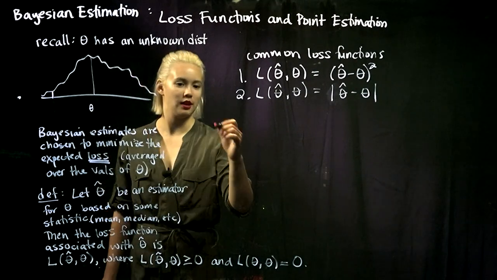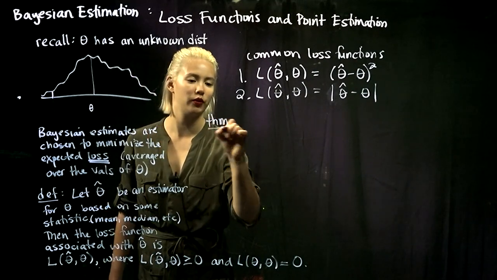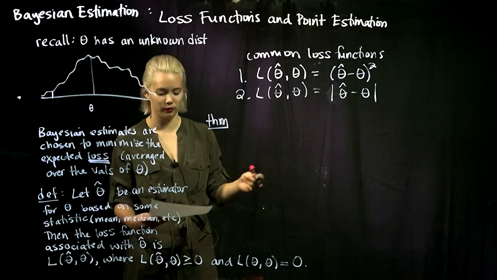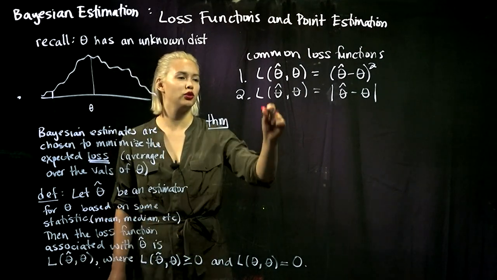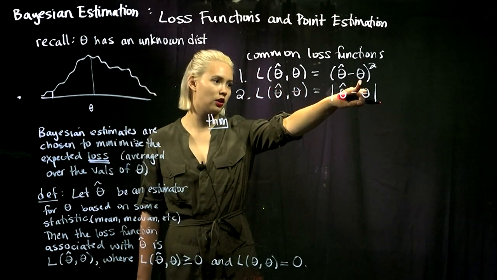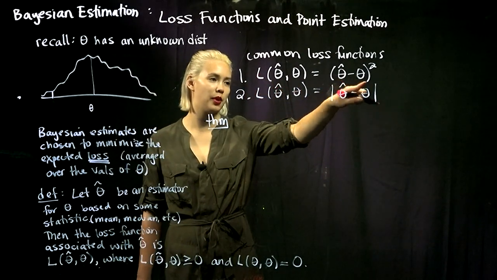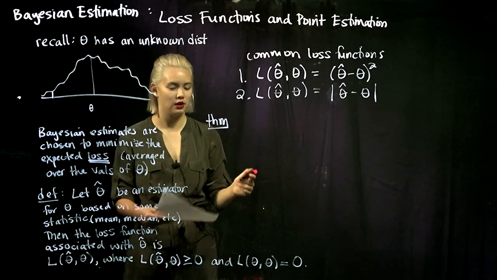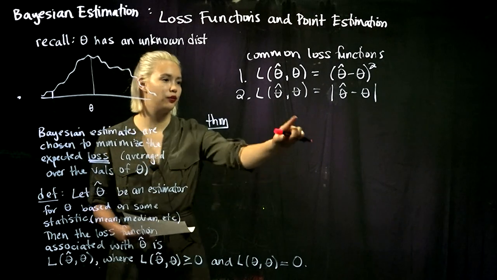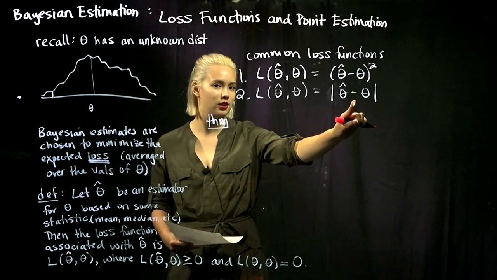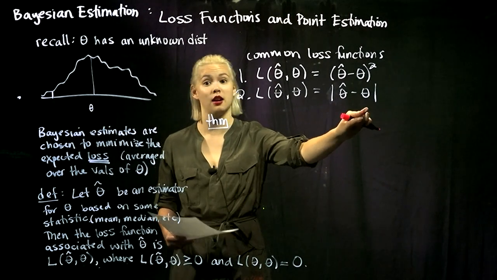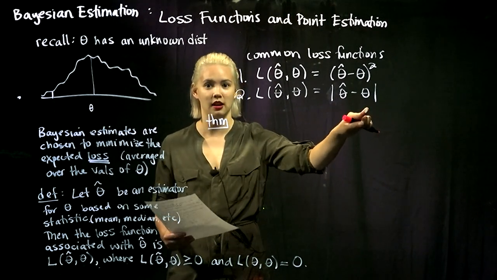And now I'm going to give you a theorem, which you can prove or look at page 343 of Larsen and Marx if you want it proven for you. If we choose the square loss function, so this theta hat minus theta squared loss function, then the Bayes estimator is going to be the mean. And if we choose this second one as our loss function, the absolute value of theta hat minus theta, then our estimator is going to be the median.